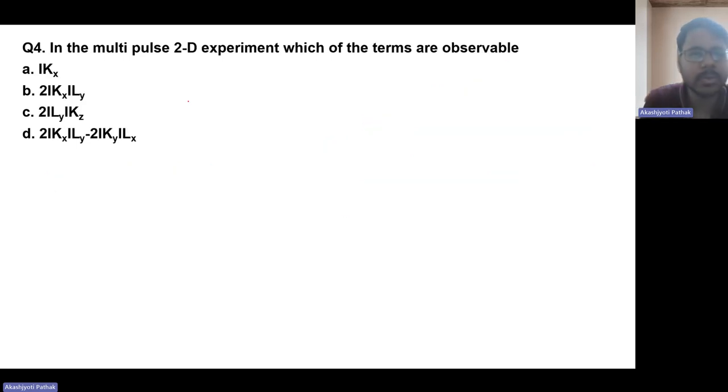So in the multi-pulse 2D experiment, which of the terms are observable? Just now we discussed that the only terms that are observable are the terms that arise because of single quantum coherences. So now you have to identify all these terms we had obtained at the different density operator time points, right? Row 1, row 2, these terms. If you go through the last lecture and pause the lecture, then you will find these terms. I had derived this. So which of these terms will be observable?